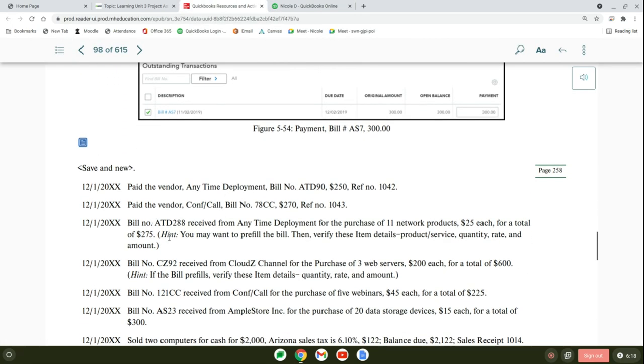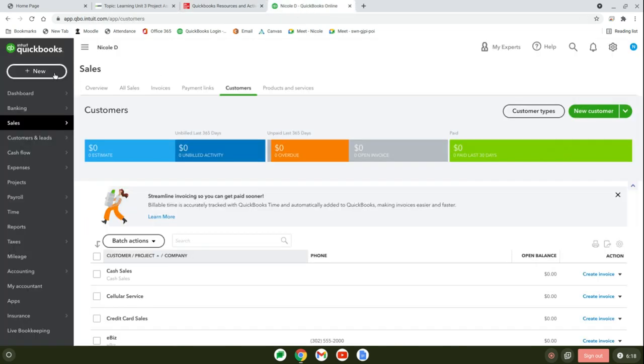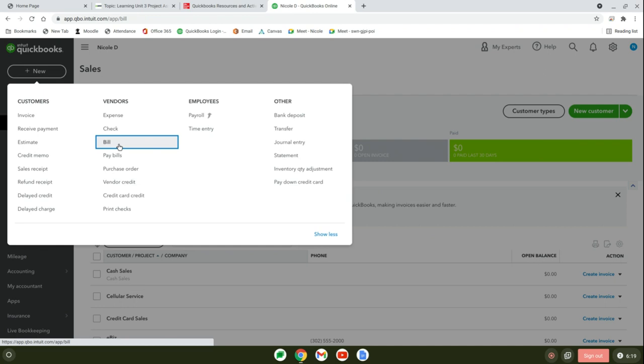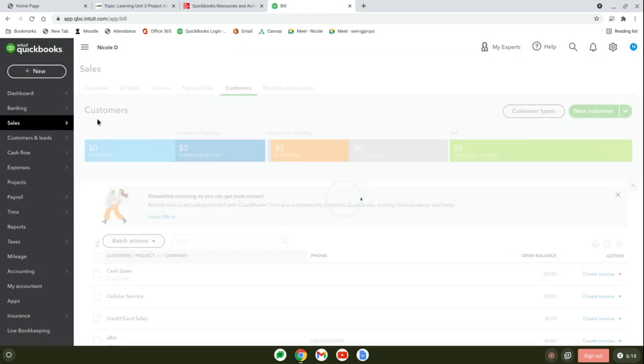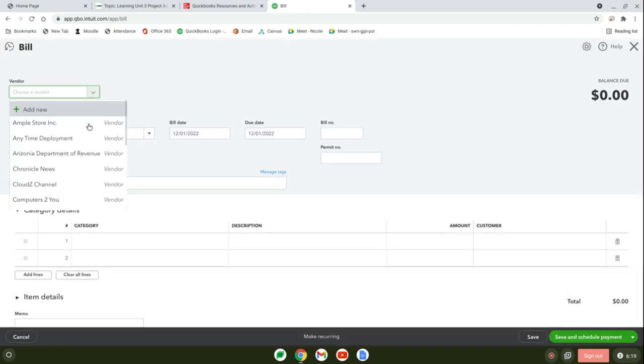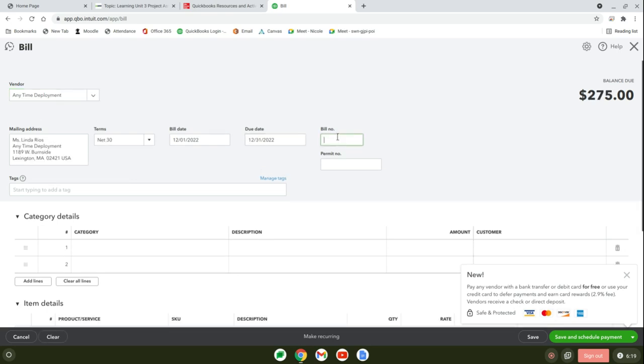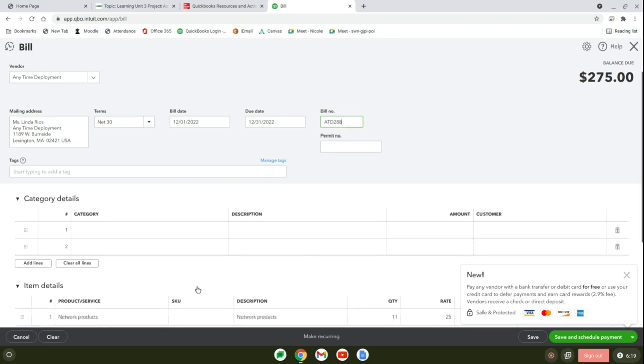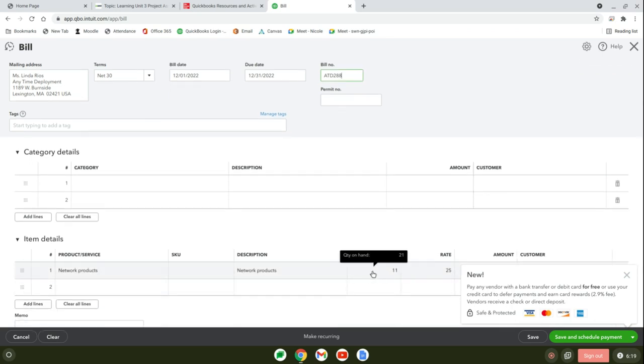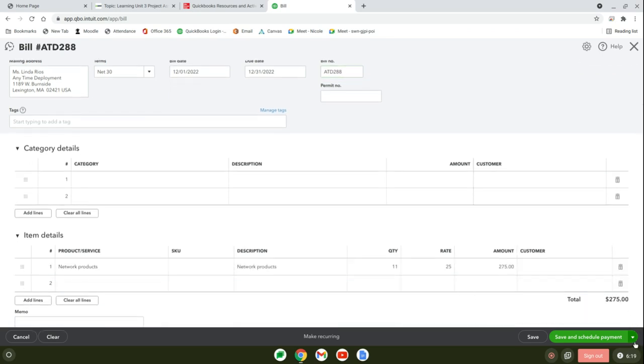We got a bill in the mail from Anytime Deployment. So let's put that in. So you go to plus sign new, and under vendors, you're gonna go to bill, and we're gonna select Anytime Deployment. And the bill number is ATD288. And we sold 11 network products. So we're going to come down to product. We already have that there. Oh, we already have 11, so that's great. So let's do save and new.